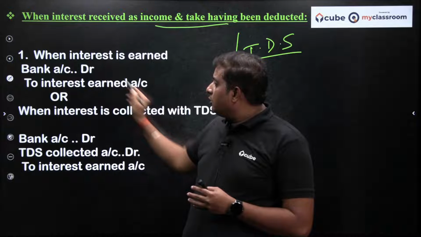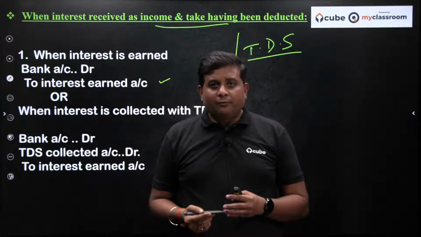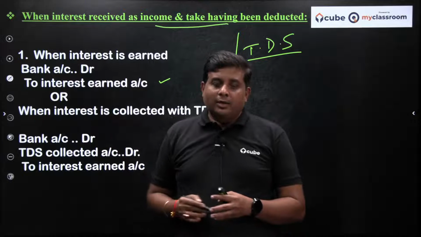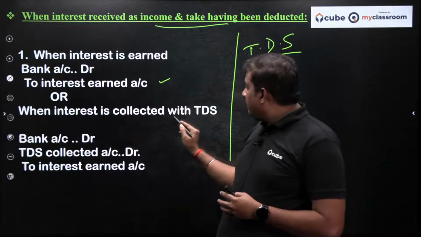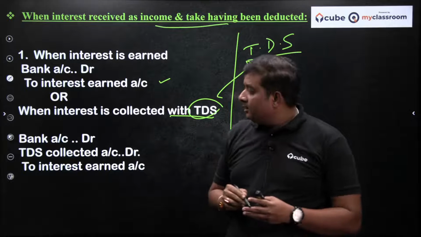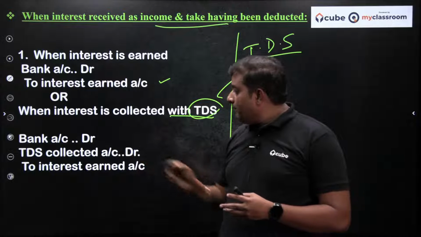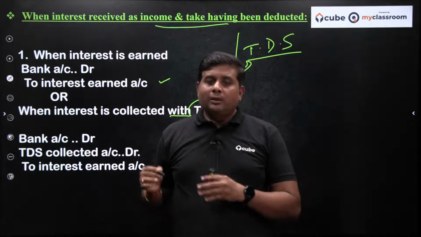So first is when the TDS is not deducted. The entry should be bank account debit to interest earned account. So interest earned is basically an income for us. Second one is when interest is collected with TDS. Again TDS stands for tax deducted at source. So the entry should be bank account debit, TDS collected account debit to interest earned account.